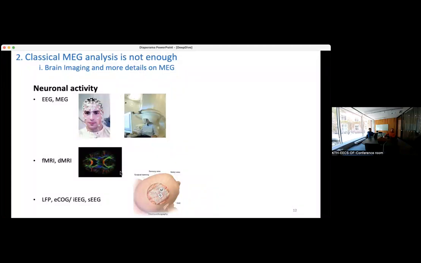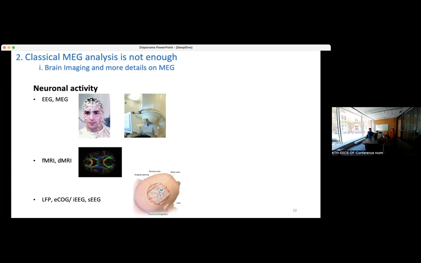And then there are other techniques which are more based on magnetic resonance. So there is fMRI and diffusion MRI. fMRI gives you the activity of the brain, but in an implicit way, because it measures blood oxygenation. And diffusion MRI gives you some insight on the connectome, so on how the neurons are connected, but mainly through the white matter, that's the brain matter, so not the cortex.